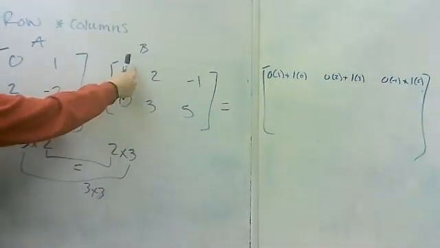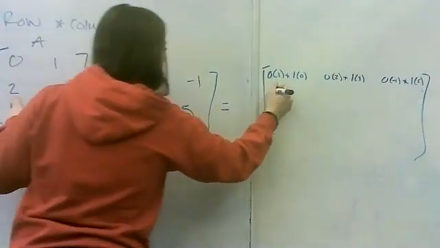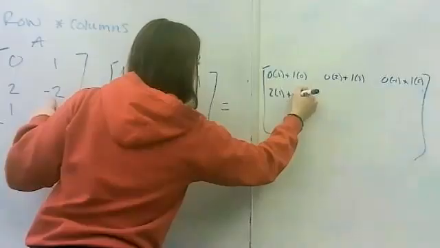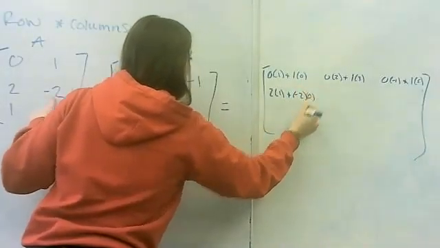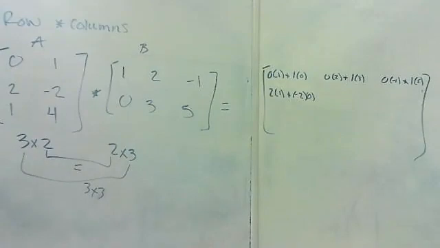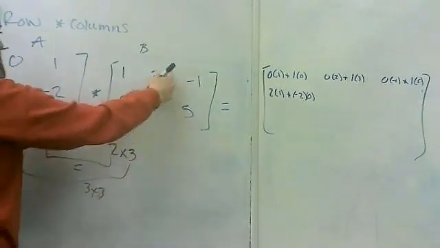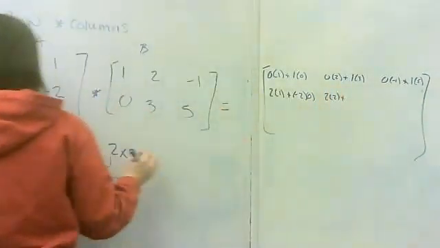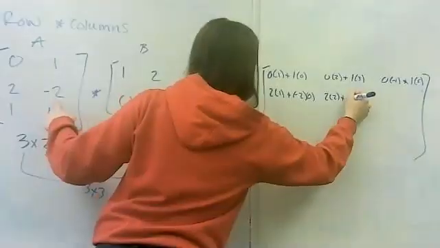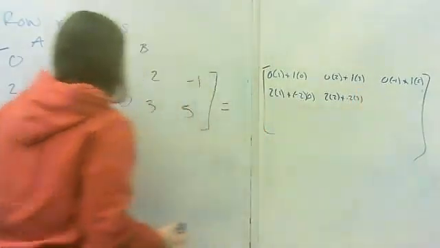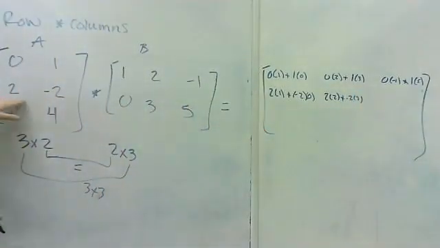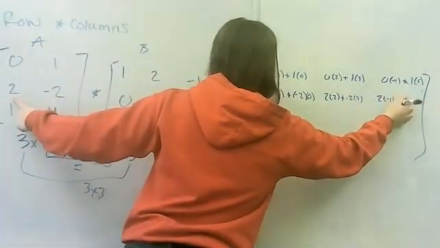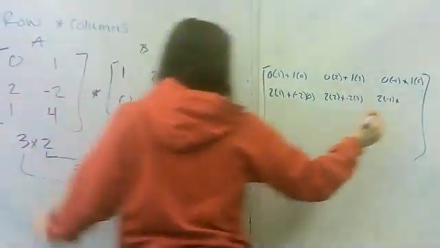Second row, first column. 2 times 1 plus -2 times 0. First term. Okay, moving on to the next term. Second row, second column, 2 times 2 plus -2 times 3. That's for that row and that column. Still second row, third column, 2 times -1 plus -2 times 5.